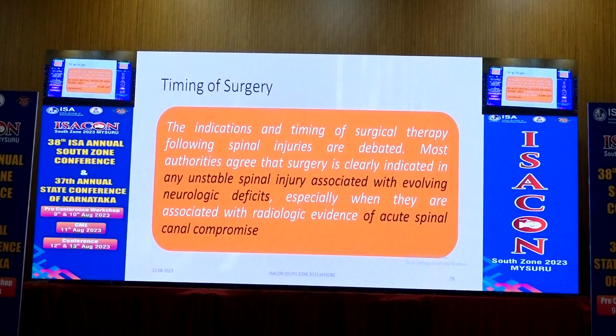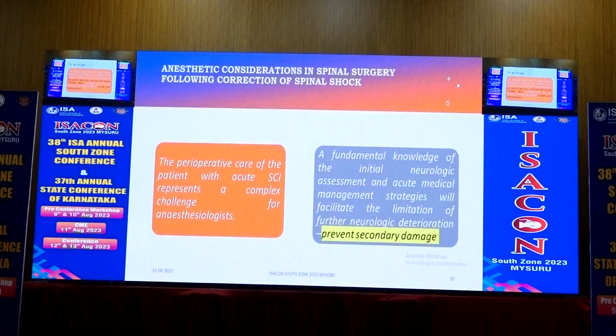And next, coming to the timing of surgery. So any unstable injury we need to stabilize. So now we have to see how we are going to take up this patient. The perioperative care of these patients with spinal cord injury is going to be really a complex challenge for the anesthetist. So our goal is to prevent secondary damage.